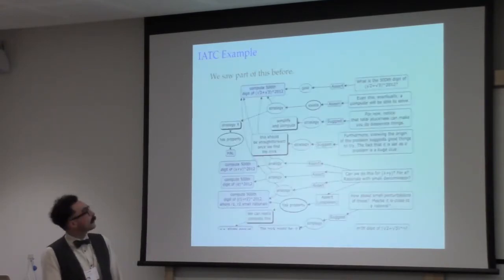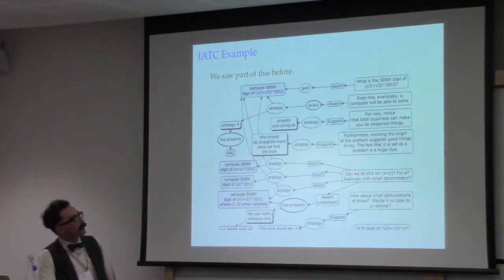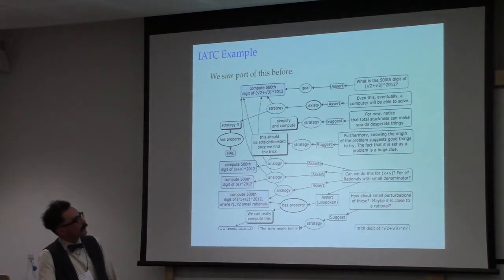Okay, so let's go through this whole example a little bit. So I showed you a little part of this. I'm not going to probably do the whole proof for you, but I'll put in some highlights. So can we do this for x plus y for e? Like you're given this, you probably think, how the heck could I do it? I'm stuck. Total stuckness can make you do desperate things. What does that actually mean? It means we're going to try to simplify so we can do something completely desperate. In fact, it should be really straightforward once we find the trick.